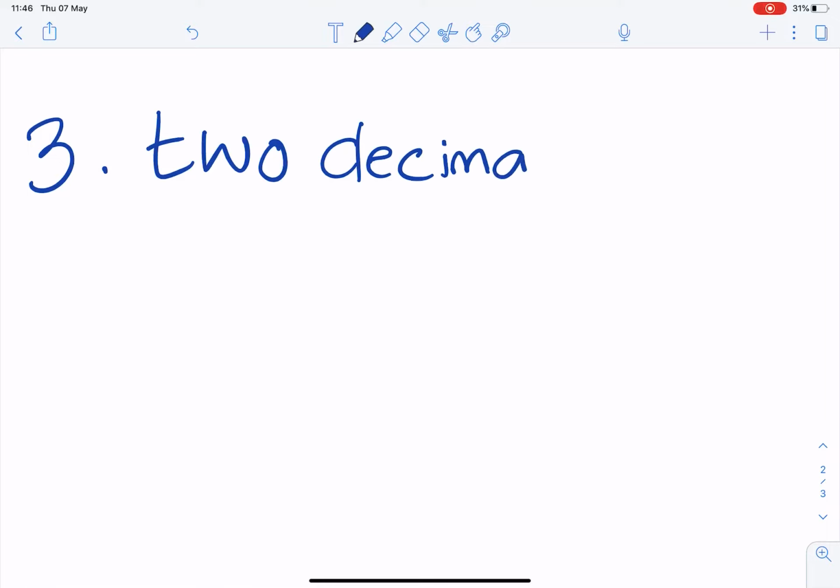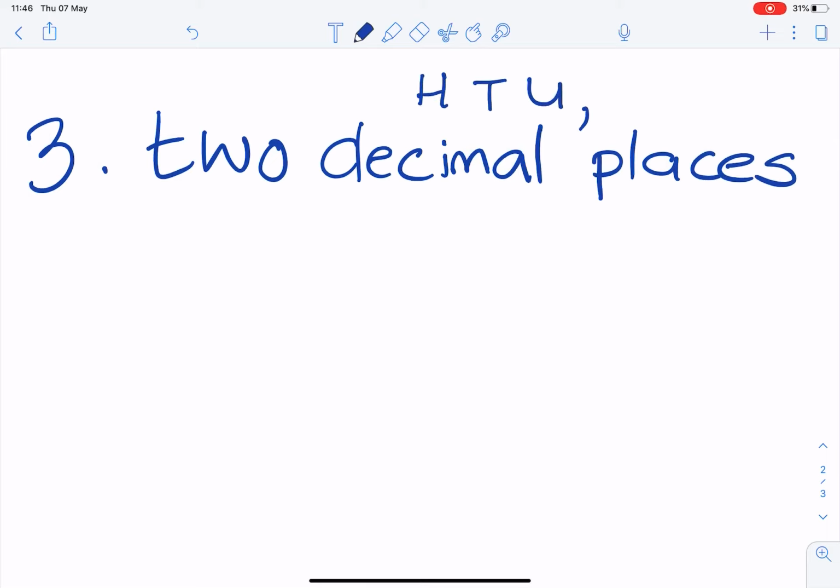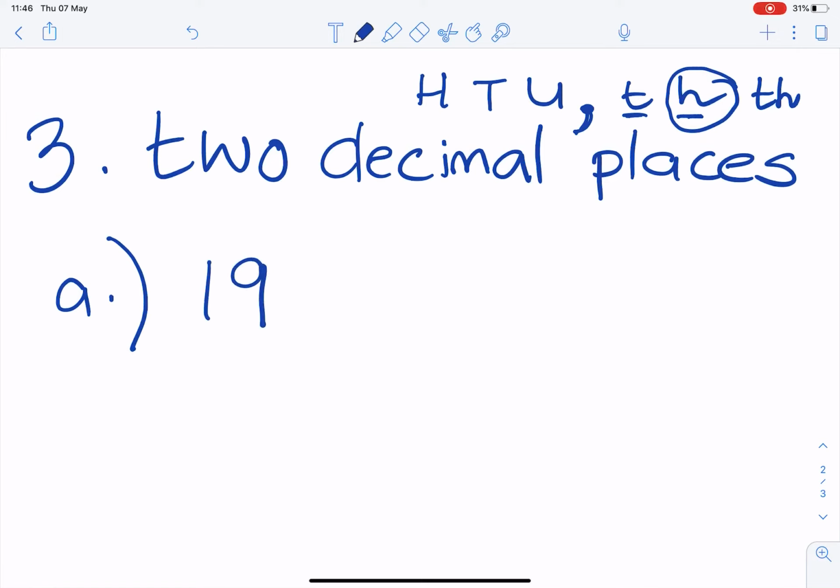Question 3 asks you to round off to 2 decimal places. If we look at our columns again, 2 decimal places means 2 places after the decimal. So 2 decimal places is the same as to the nearest hundredth. So let's look at 3A. The number is 19,999. And the number that we are interested in is the one in the hundredths column. So the 9 is the guy next door. He tells that 9 to go up to 10.